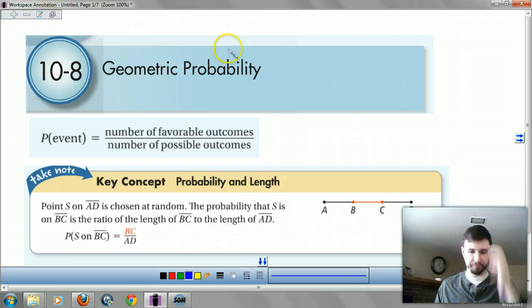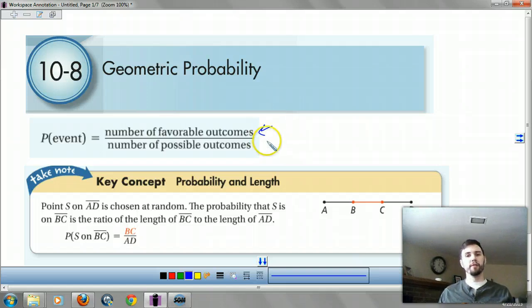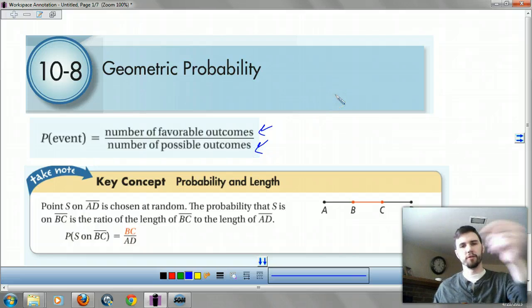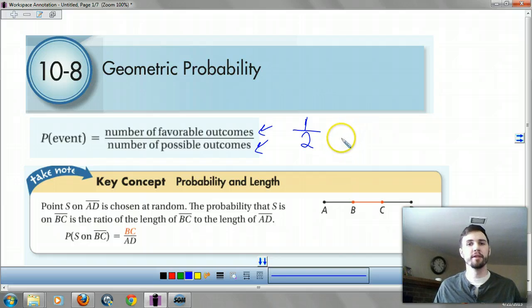Okay. Quick review. Probability is your favorable outcomes, what you're looking for, over what could happen. So if I have one of these coins and I flip it, and I'm looking for heads, well, there's only one head on a coin, and there's two total sides, so I have a 50%, a half probability of getting heads.